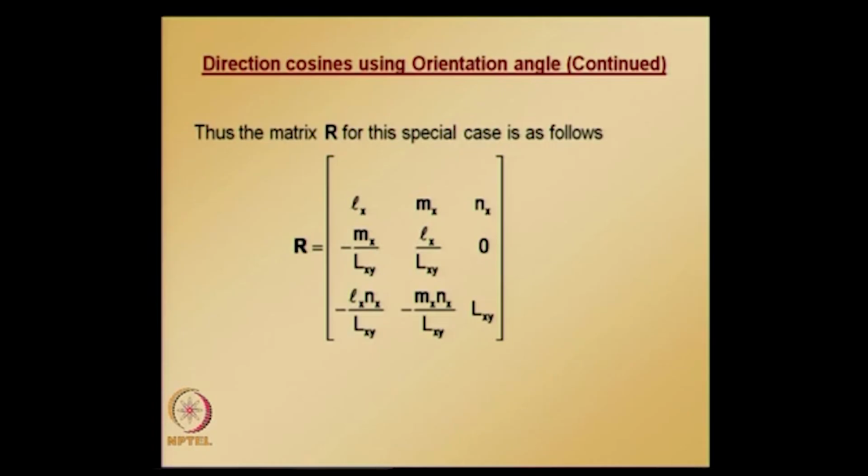So, the rotation matrix for this special case, what is this special case? The special case here is that the local y axis is in the same plane as the global xy plane. Under that condition, the rotation matrix can be obtained using this equation, but this equation has a small problem. Here in the denominator you have Lxy. If Lxy is 0, then we will have a problem with this formula.